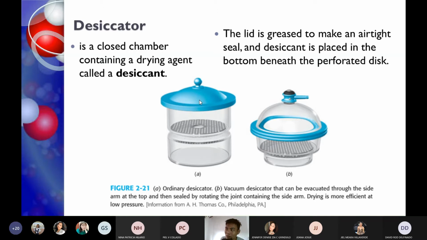However, etong takip na to, hindi mo lang siya basta-basta ilalagay. You have to place petroleum jelly sa paligid. Why? Para airtight siya. Okay? Kasi kapag wala yung petroleum jelly, pwede sumingit yung air sa mga butas-butas, no, sa gap ng takip and sa body ng desiccator. Okay?